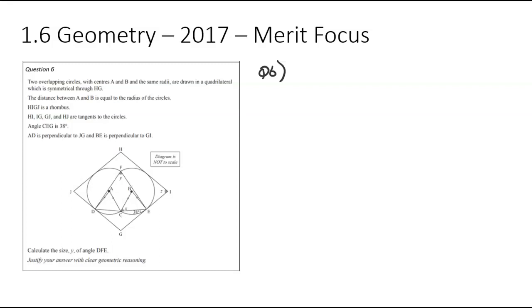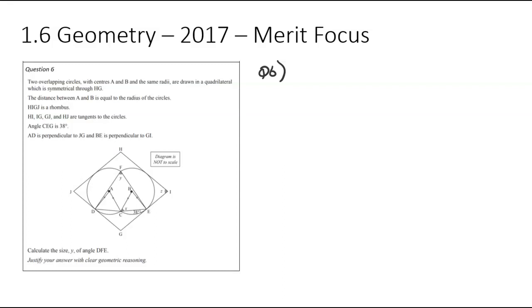We know the distance between A and B is equal to the radius of the circles. So that there would be the radius distance. We've got a whole bunch of other information as well. There's another rhombus. That was told to us there. We've also been told all of these lines separately are tangents. And finally, we've been told that angle GEC there is 38 degrees.